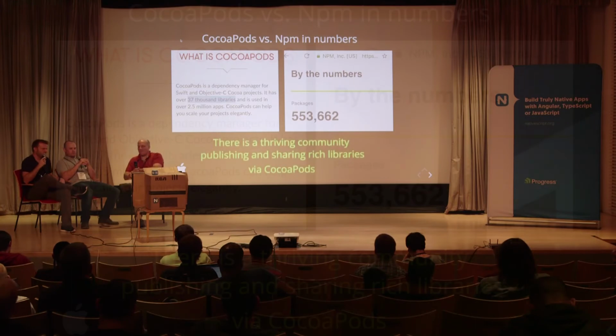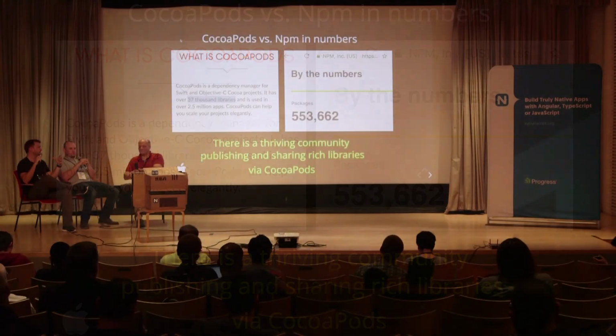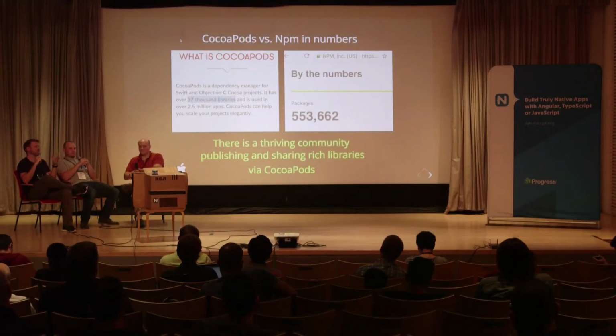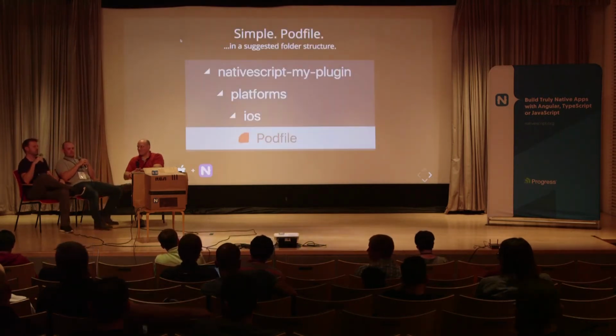Just in numbers, to give you an idea, we've got a couple thousand libraries there on CocoaPods, 37,000 to be exact on recent numbers, and over 500,000 on NPM. So obviously the NPM community is quite large. The interesting thing is that some of those NPM numbers are actually from NativeScript itself, which pulls in CocoaPods. So some of the numbers on NPM are actually CocoaPods. How could we use these CocoaPods with NativeScript? There definitely is a very, very simple way to do this.